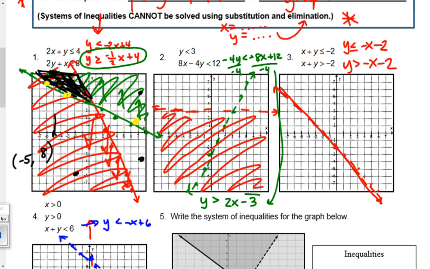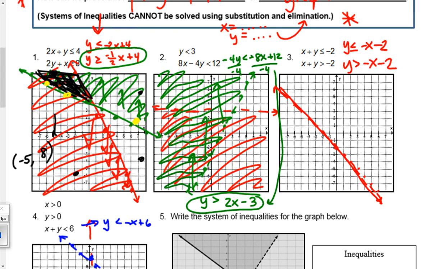So I rewrote it down here. Y is greater than 2x minus 3. So that would be up the graph. So I need to shade on that side. So my double shaded region is pretty large on this one. It's all the way from here to here, all in between. Okay?